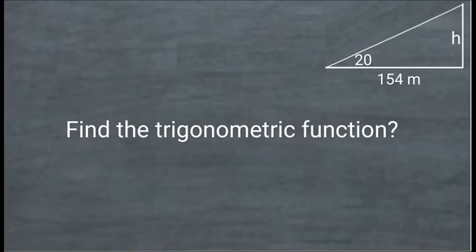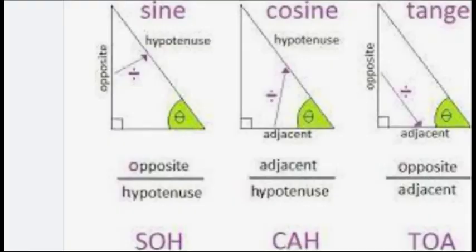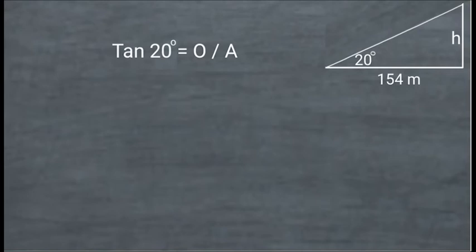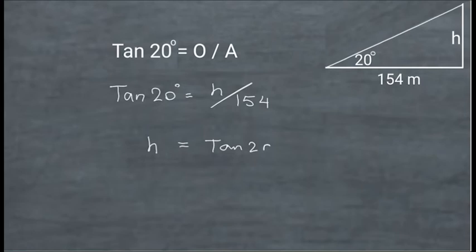Let's go back. We have this one, and this one. So that's the opposite and that's the adjacent. Therefore, we're going to choose the tangent, or tan. So the tan of 20 degrees is equal to the opposite over the adjacent. And we can also substitute in some more information. The opposite is h, we're solving for h, and the adjacent is 154. Let's cross multiply. So h is equal to tan of 20 degrees multiplied by 154, and we will get a result to the nearest meter of 56 meters.